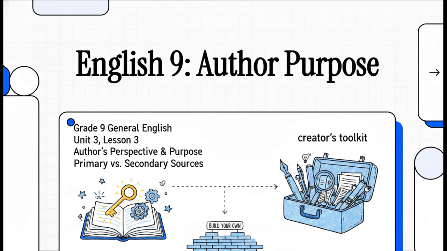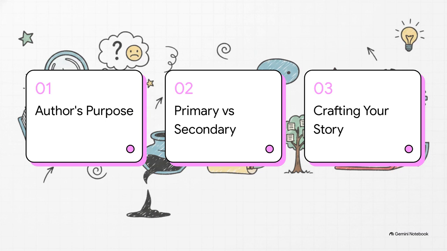Think of this explainer as basically building your ultimate creator's toolkit for reading and writing. We're going to give you the keys to unlock exactly how a text works, and then show you how to use those exact same tools to build a masterpiece of your own. Here's our roadmap for today. Number 1, uncovering the author's purpose. 2, primary and secondary sources. And 3, crafting your short story.